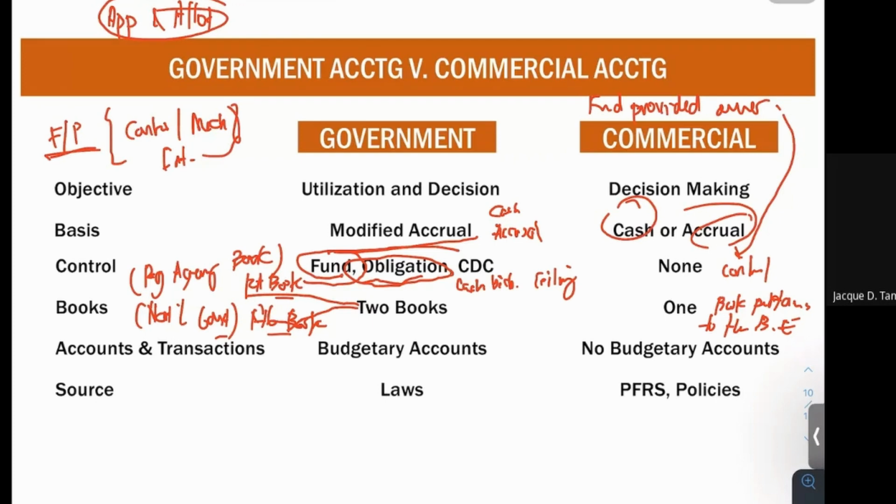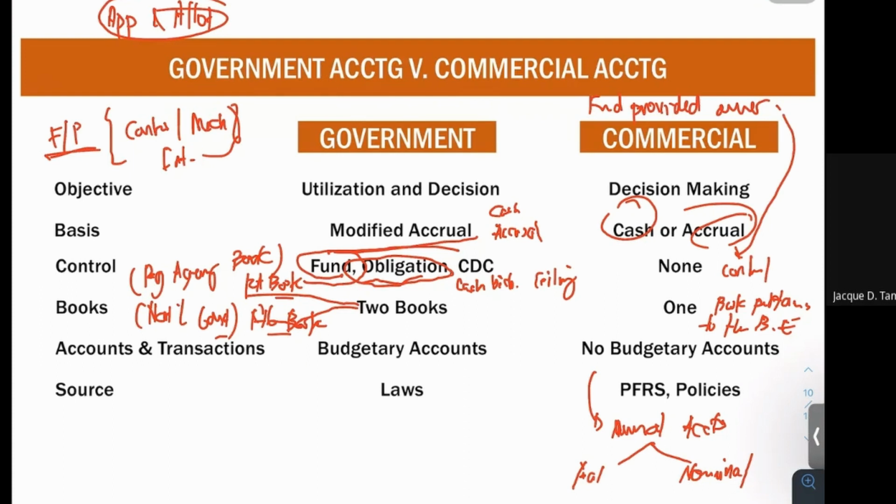Next, we have accounts and transactions. Under commercial, there are no budgetary accounts. When we say no budgetary accounts, we only make use of normal accounts. What are the two main types of accounts, if you still remember? We call these real and nominal accounts. So normally, we only make use of real and nominal accounts.